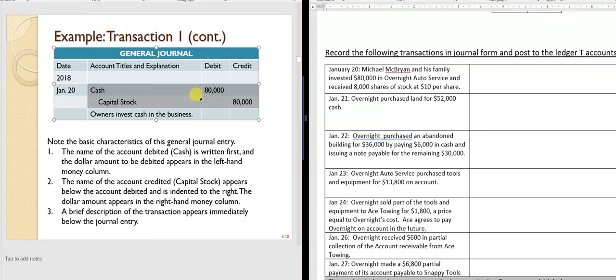Okay, so what happened? Notice I'm recording the entries for the business. So I asked myself, what did the business get? The business got cash, so I debit cash. Why did they get cash? Because of an owner's investment, so I credit capital stock. The 8,000 shares are put in the notes to the financial statements, and we don't record anything but dollars in the financial statements. So I'm going to debit cash and credit capital stock.